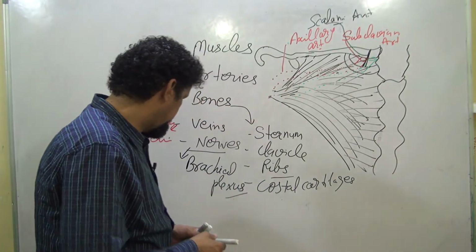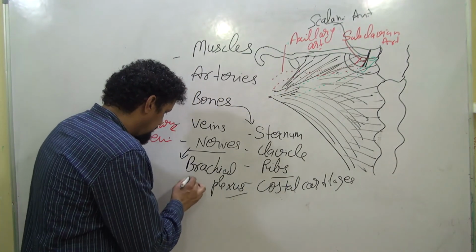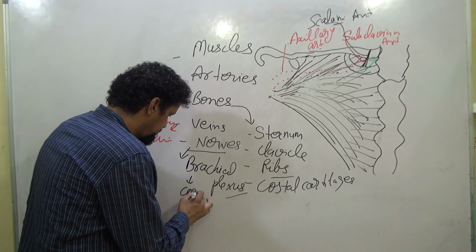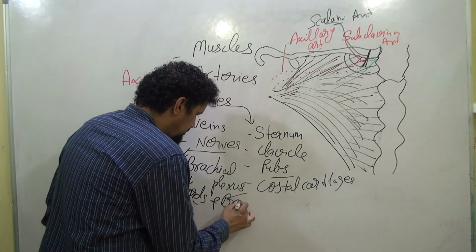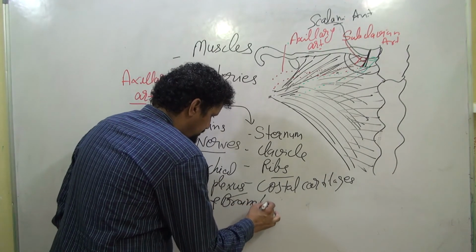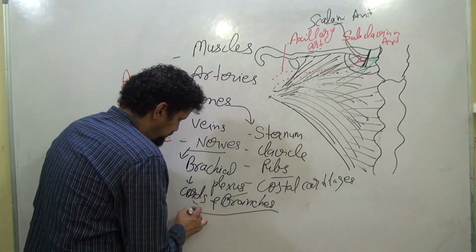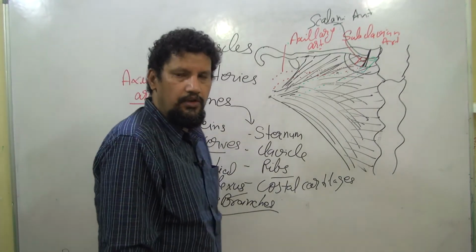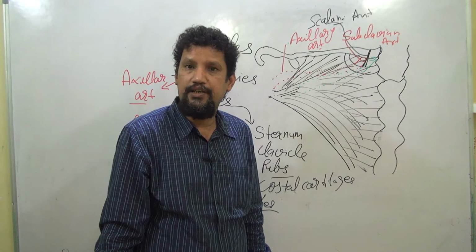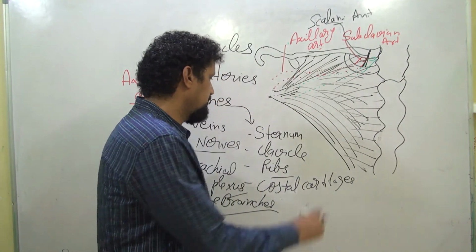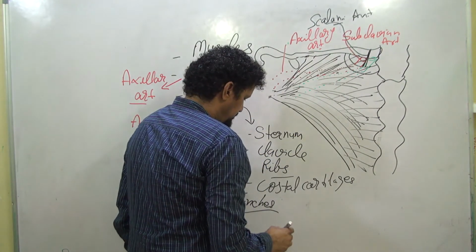So brachial plexus, cords, and branches. One more nerve, the intercostobrachial nerve, can also be seen in the deep relation of the pectoralis minor.